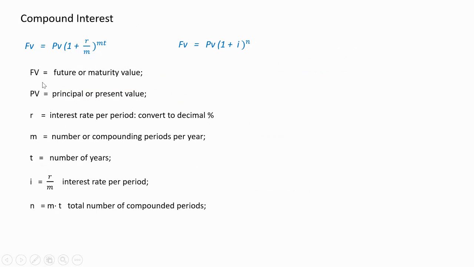So here's what every term is. This is the future value, the future or maturity value. The PV is the principal or present value. The R is the interest rate per period, converted to decimal, and you take away the symbol. M means the number of compounding periods per year. This is the only thing that's new here. The I is also new, and also the N. The time T is in years, but I is equal to R divided by M. You see, this here, guys, is my I. And my N is equal to M times T, which is the total number of compound periods.